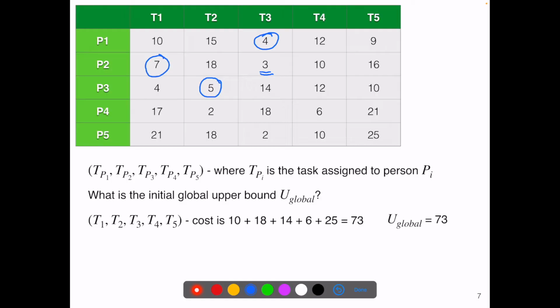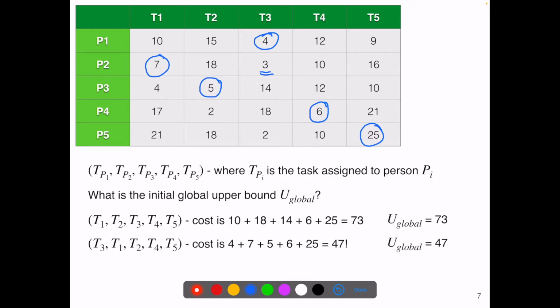For P4, we'll assign T4 that has the smallest cost. For P5, we assign T5 because it's the only one that's left. This is one feasible solution using the greedy heuristic. The result is 47. It is much better than 73, and we can use it as our initial global upper bound. Such a greedy heuristic takes a linear time to get the initial upper bound. Other smarter heuristics may come up with an even lower global upper bound, but cost more computation. This may be worth it if it results in a significant speedup of the algorithm.